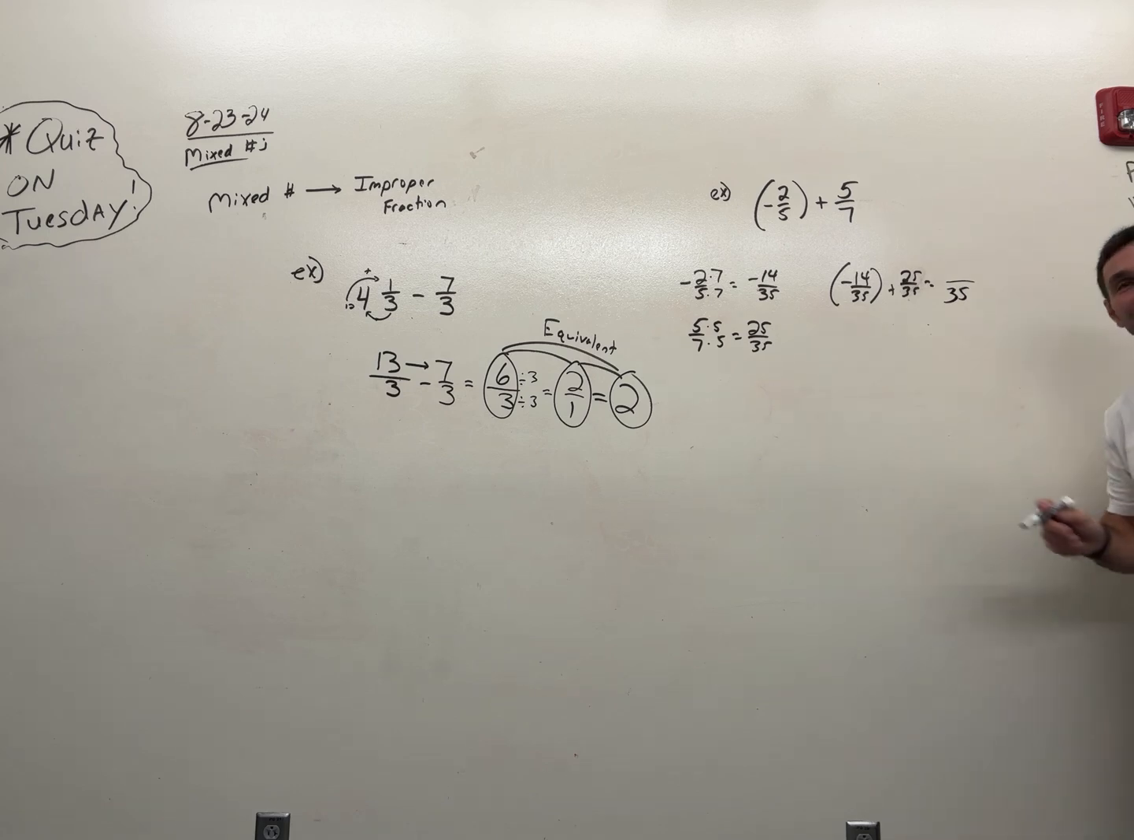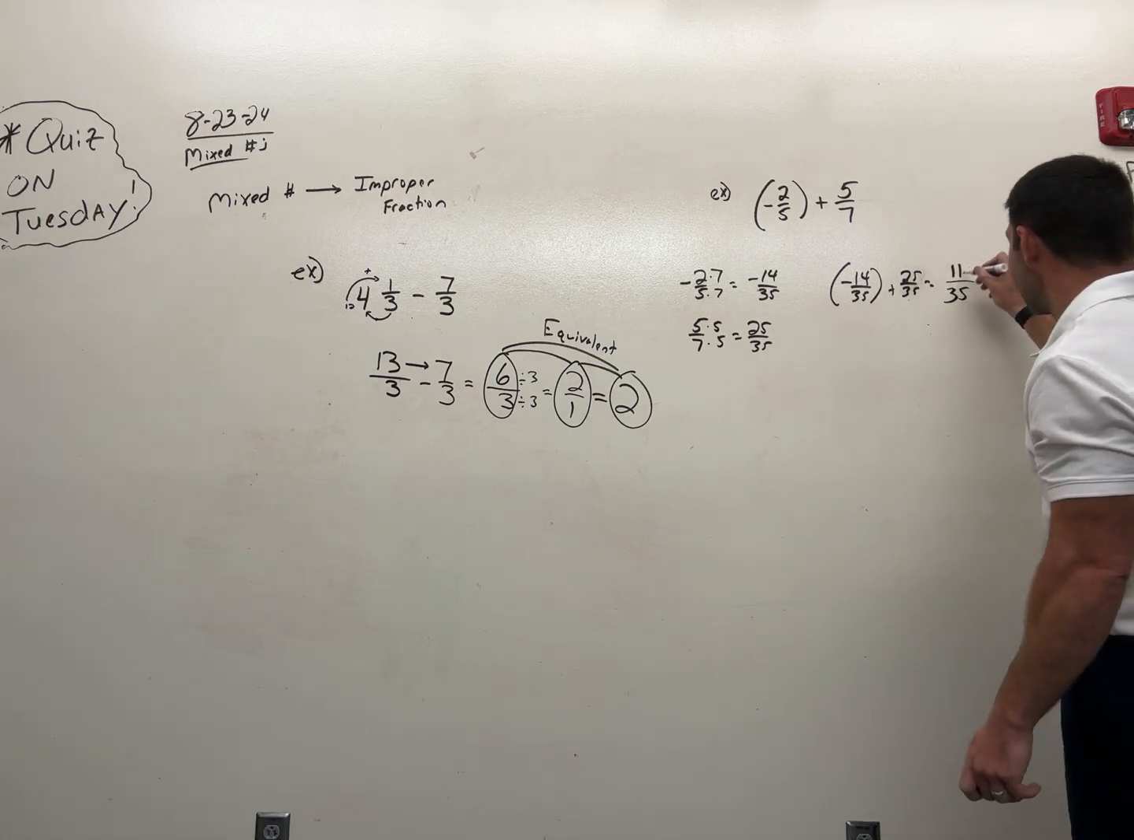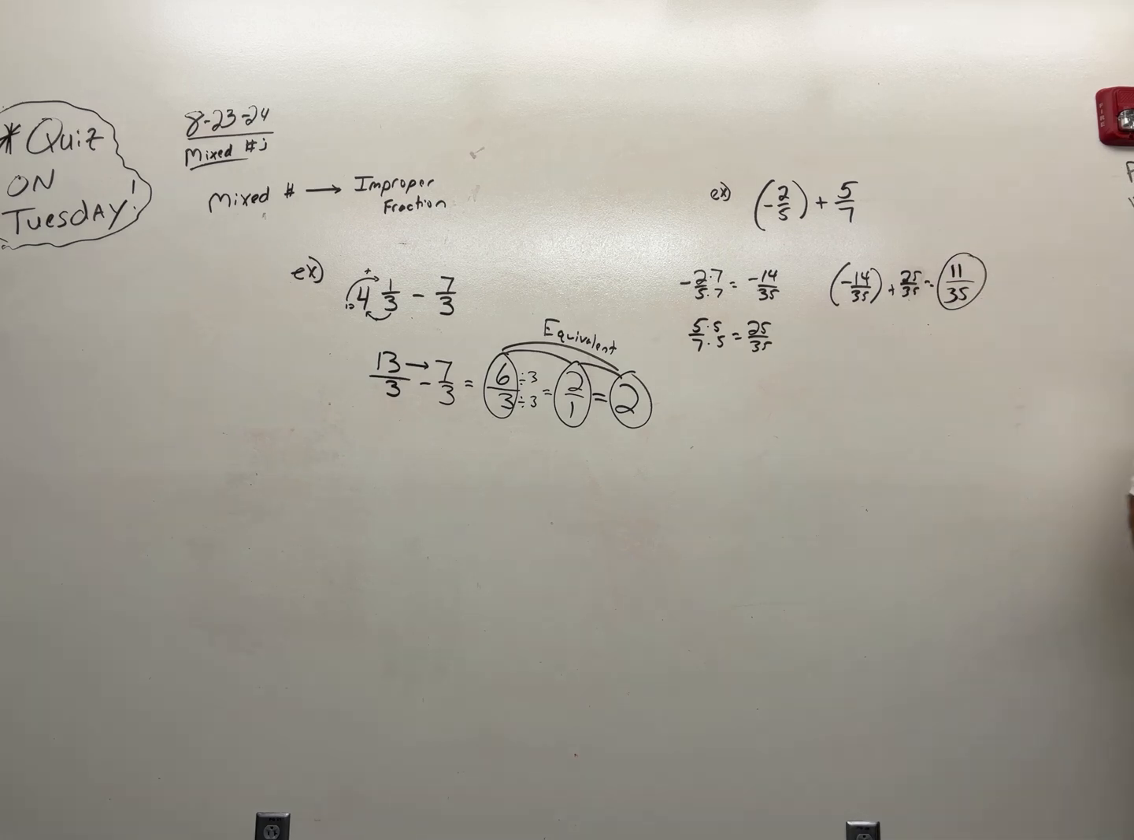So, now I have negative 14 plus 25. What do we get there? 11. Great work. I cannot simplify. 11 35ths. What questions do you have?